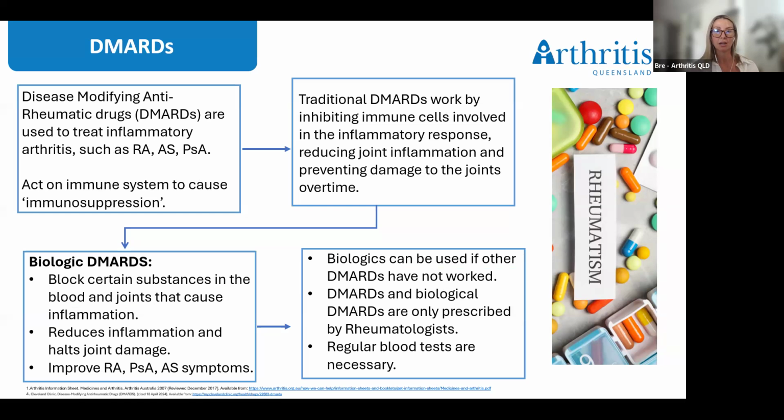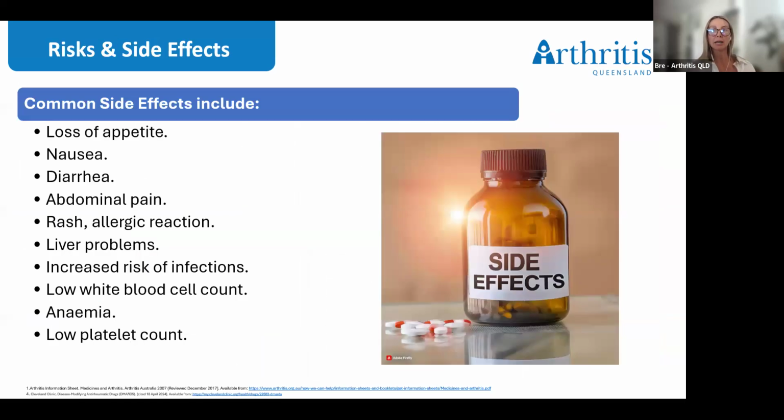So I will mention some of the common side effects of DMARDs and biologics. They can cause a loss of appetite, nausea, diarrhea, abdominal pain, and even rashes on your skin and allergic reactions as well. They can cause liver problems, and that's why there need to be lots of blood tests just to check how your liver is going. And they can also increase the risk of infections, due to them suppressing your immune system.